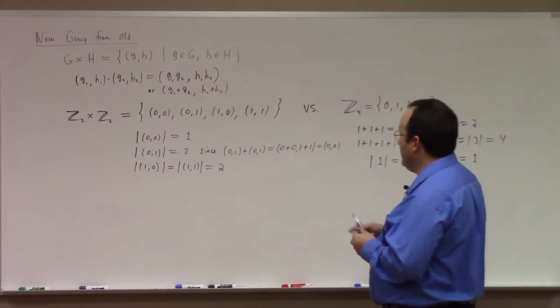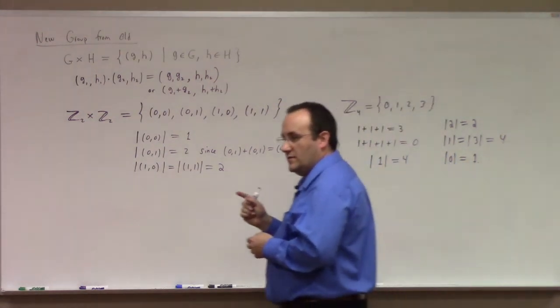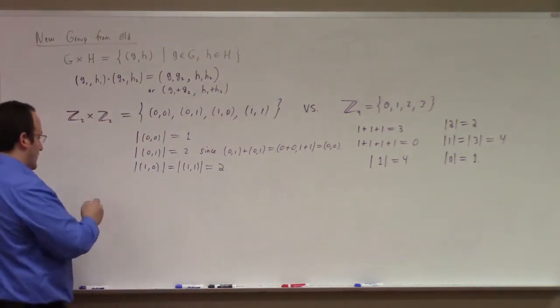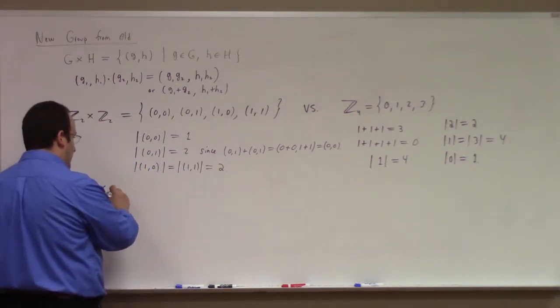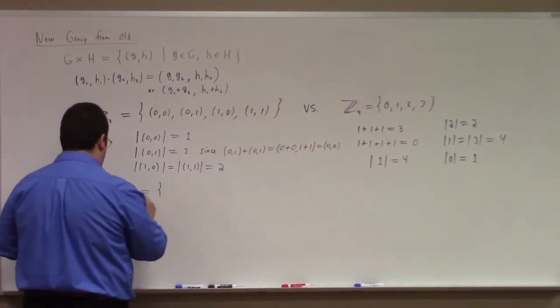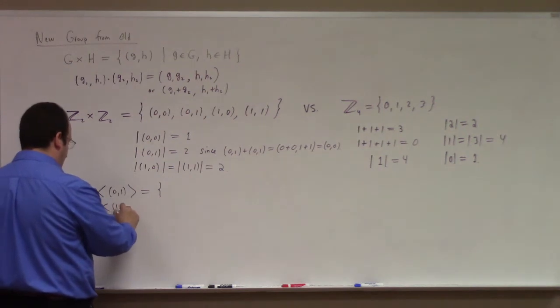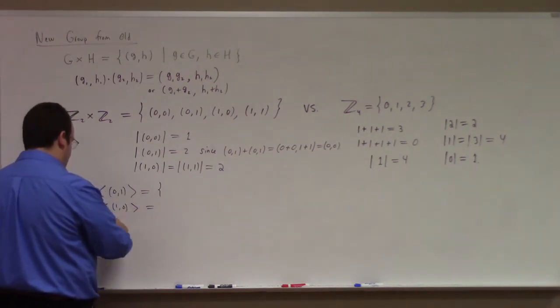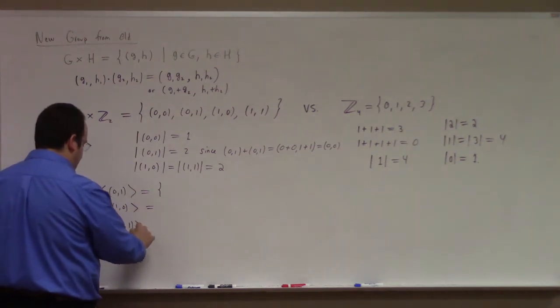Z4 is cyclic, but this one is not cyclic. So they're not isomorphic. Right, because, let's see here. Over here, notice that the subgroup generated by (0,1) is what? So look at these cyclic subgroups. In fact, all three of these cyclic subgroups, look at them.